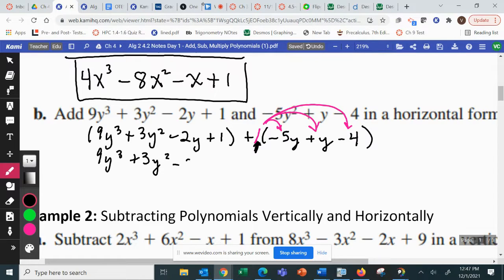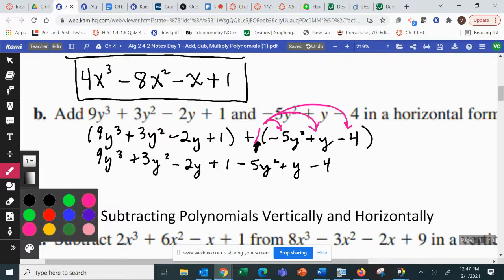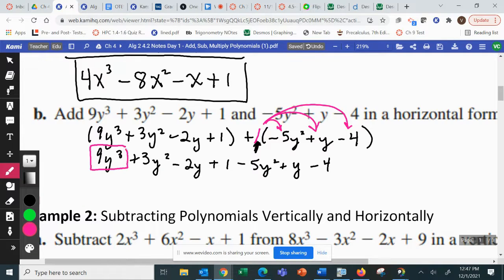Obviously, that seems like a lot of extra work that I just did, but I want to make sure that we understand. Ooh, I forgot a squared. Now, when you add in a vertical format, you want to collect like terms. So I'm looking for anybody who is a like term with 9y to the third. Do we see any other y to the third terms? Nope. Okay, so 9y to the third has no friends, all by itself, just comes down.